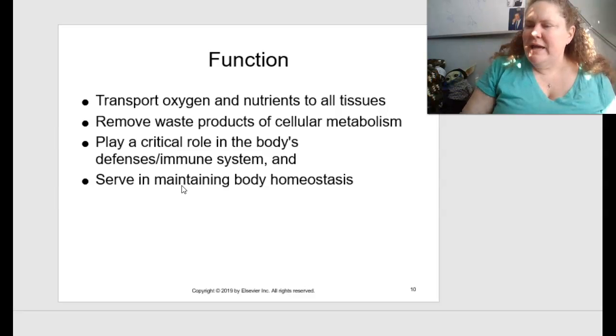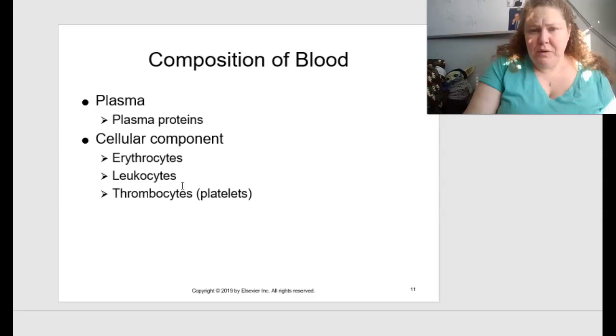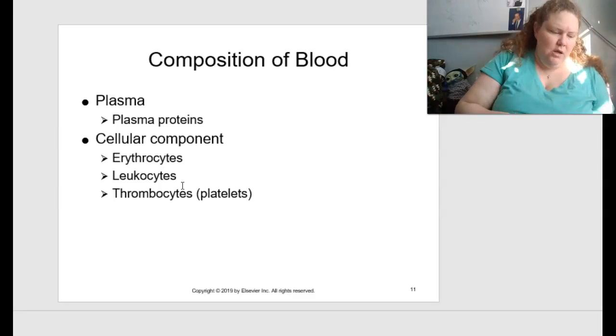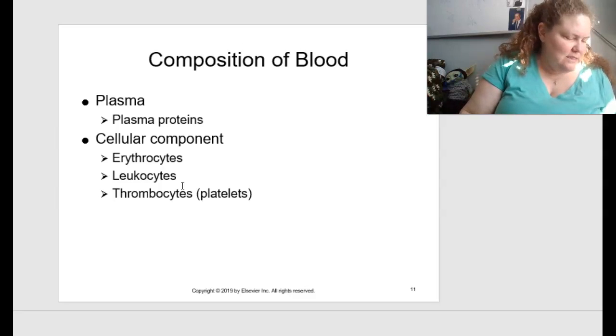So remember, we always want to have that homeostatic level of everything, pH, electrolytes, fluid, etc. And so your blood system has a major component in all of this. So when we look at the composition of blood, we have the plasma and we have the cellular component. And this is detailed on page 187, where it starts.